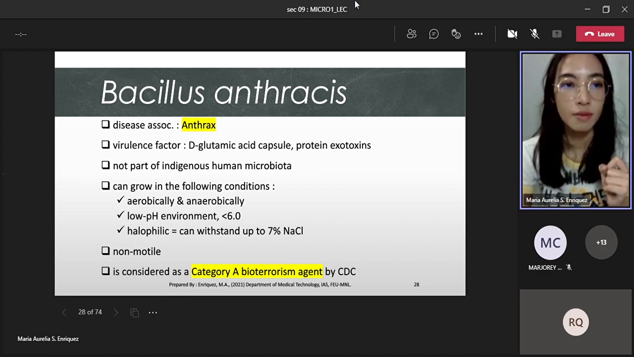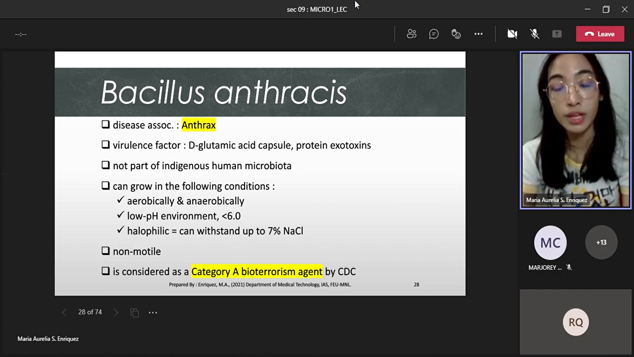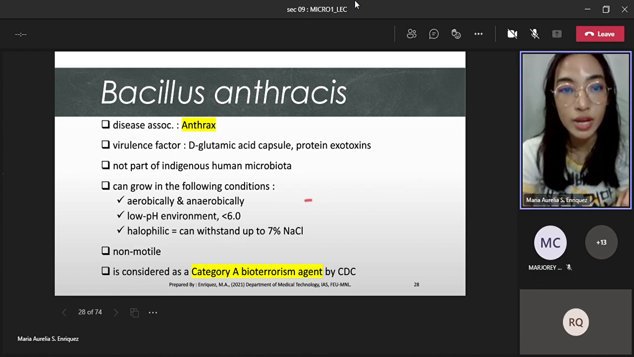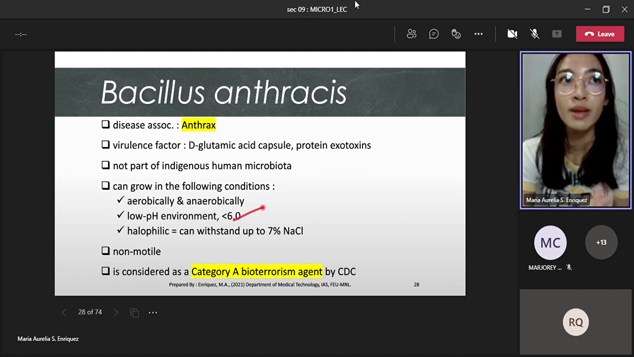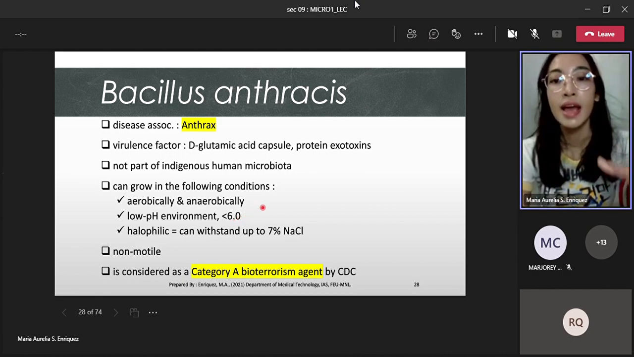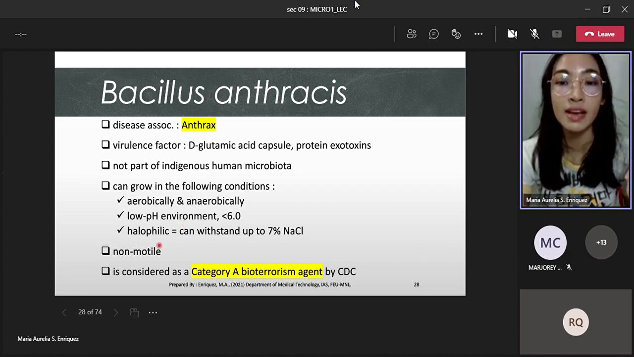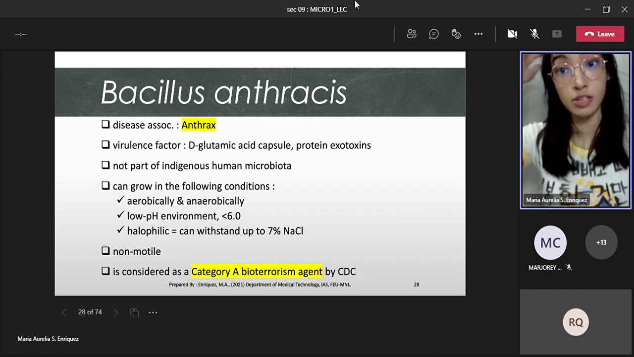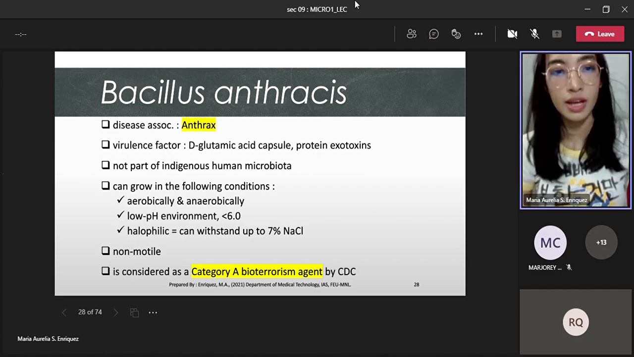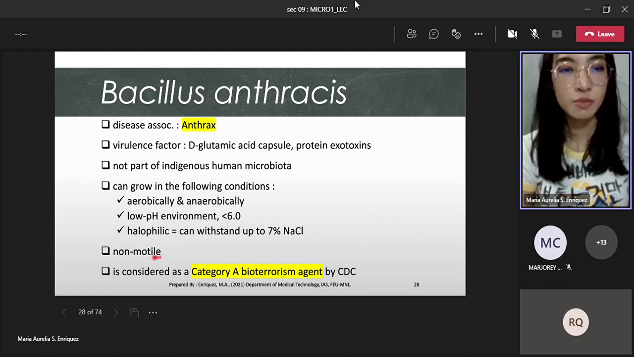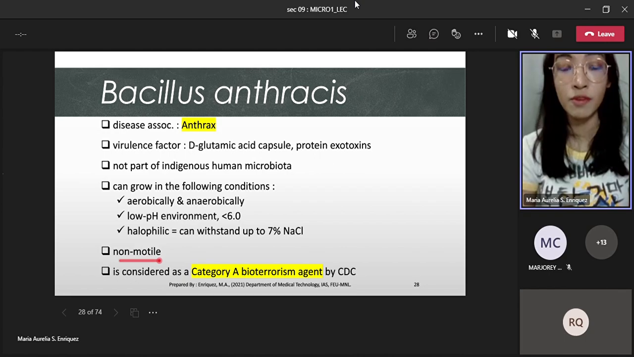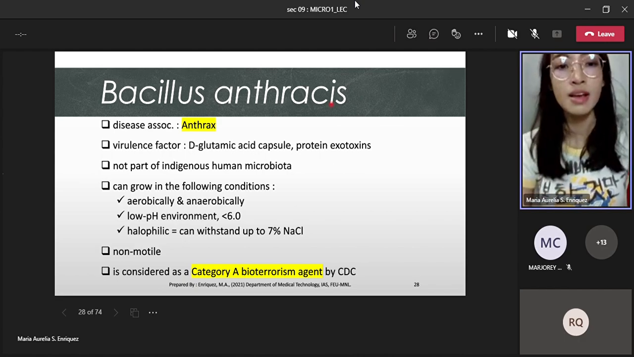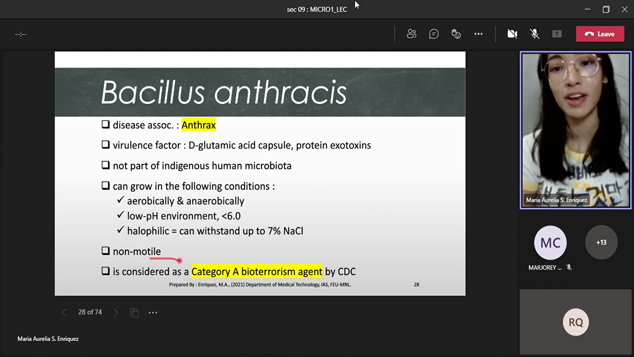As mentioned earlier, they may grow aerobically or anaerobically since they are facultative anaerobes, and they could also grow in acidic environments, with a pH of less than 6. They are also halophilic, meaning they are able to withstand up to 7% salt concentration. And all Bacillus species are non-motile except for Bacillus anthracis and mycoides, but between the two of them, only Bacillus anthracis is clinically significant.